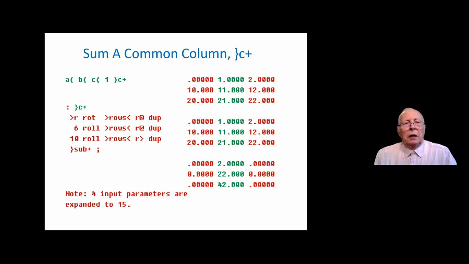We'll apply the same logic to summing common columns. In this case, it's going to be ABC1 and then C plus. On the right-hand side, we see we've taken the center column 1, 11, and 21 from A and B, added it to the bottom matrix, 22, 22, and 42.